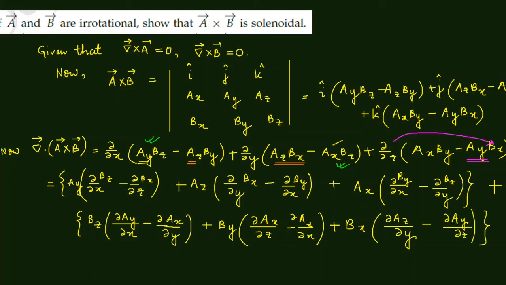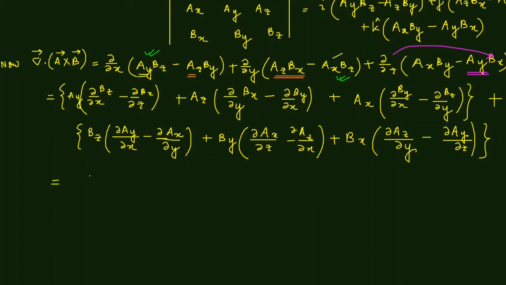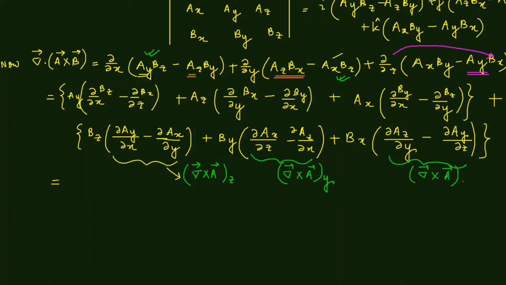And similarly we collect the bx terms. Sometimes I am saying x and y interchangeably, but I hope the things are clear over here. Now if we look into this term, it is actually the z component of curl of A. Look very carefully, this term is the z component of curl of A. This is the y component of curl of A, and this is the x component of curl of A. And the z component of curl of A is multiplied with the z component of B.